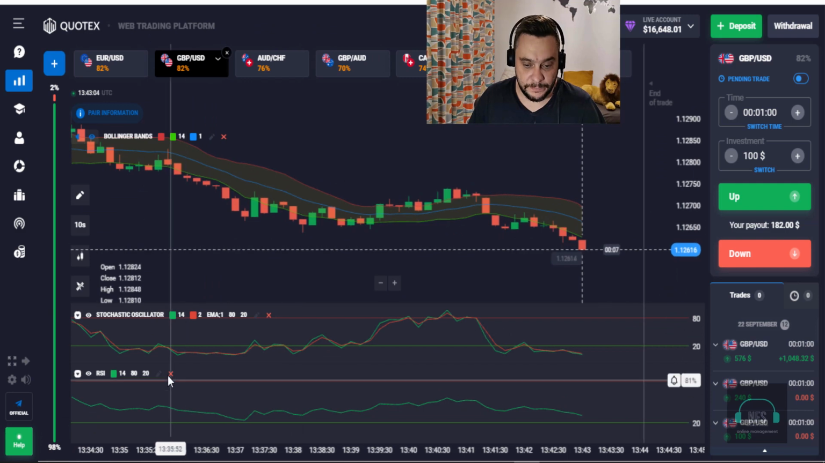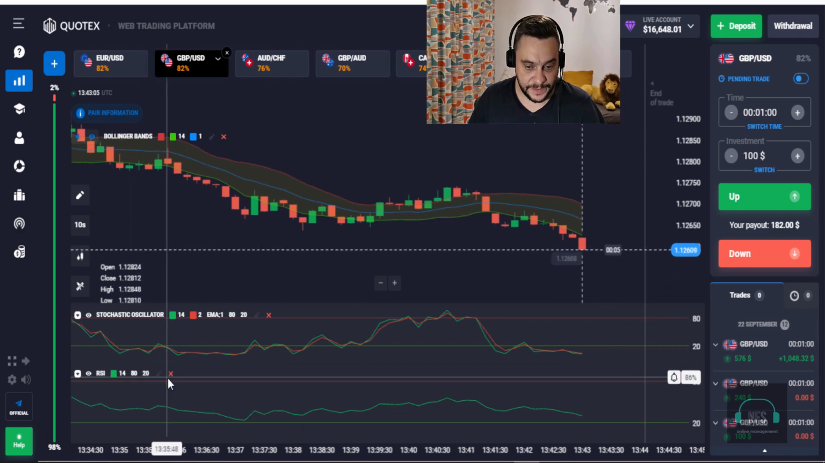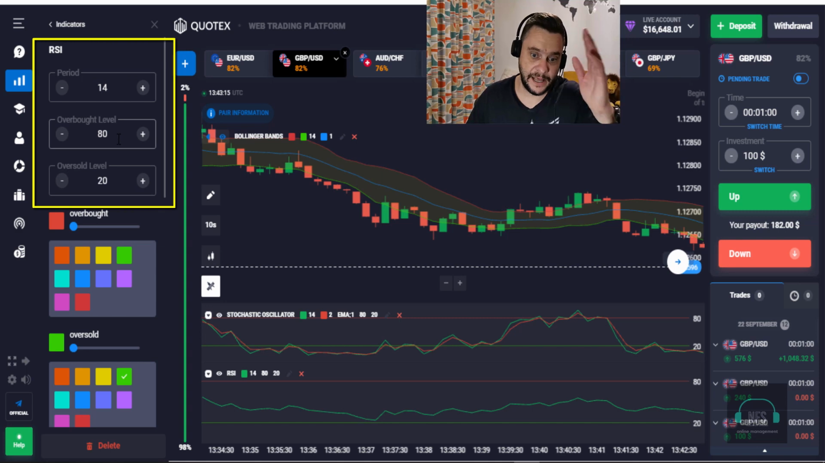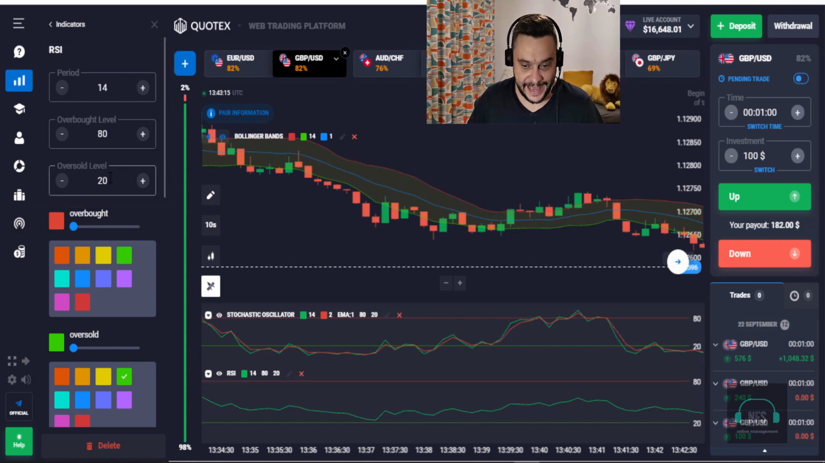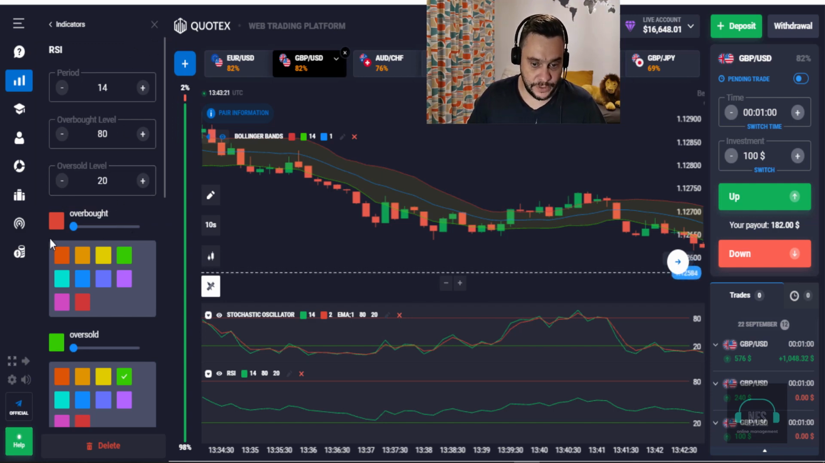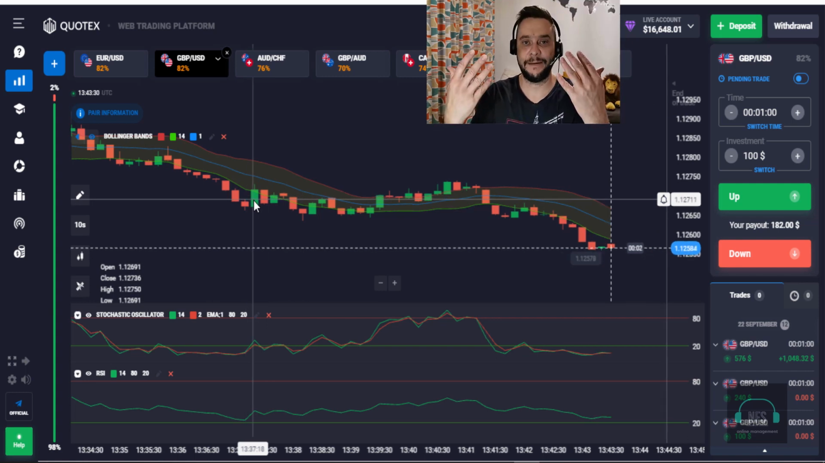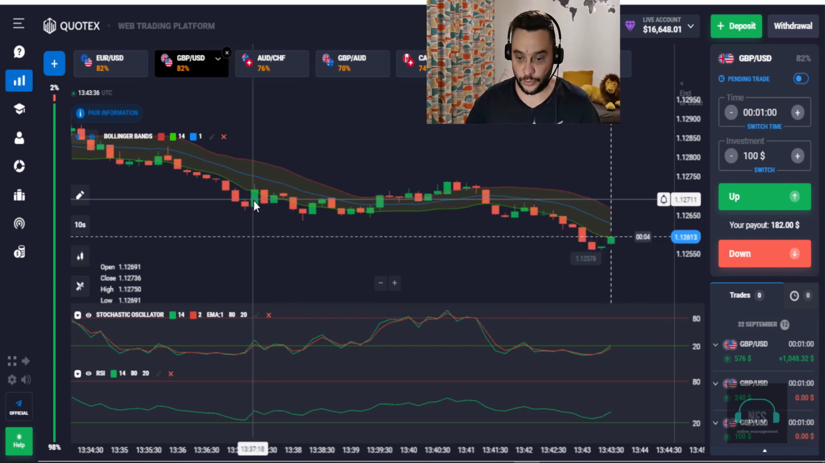And the third one will be RSI. Let me go ahead. You choose the RSI from the indicators list, and you will set the period on 14 and the overbought level as well 80 and the oversold level 20, as with the Stochastic Oscillator. And of course the overbought line will be red, and the oversold will be green, because in this way you will know when to place an up trade and a down trade also.